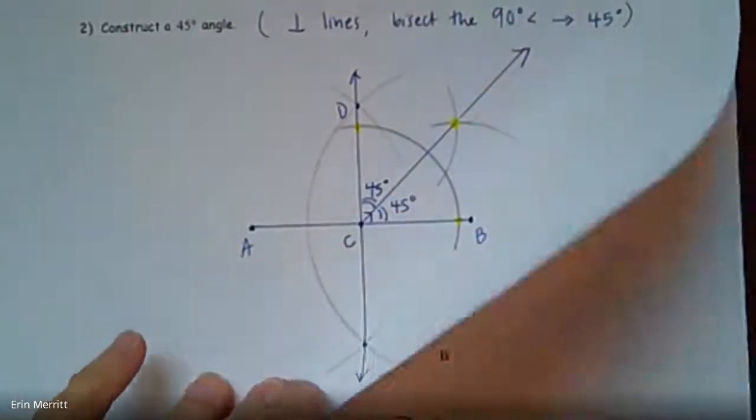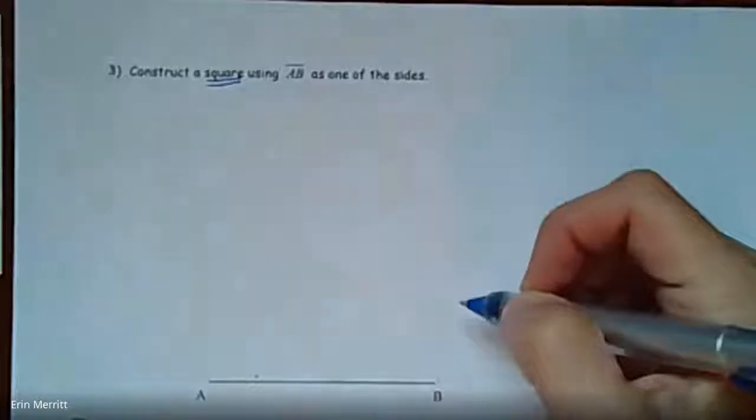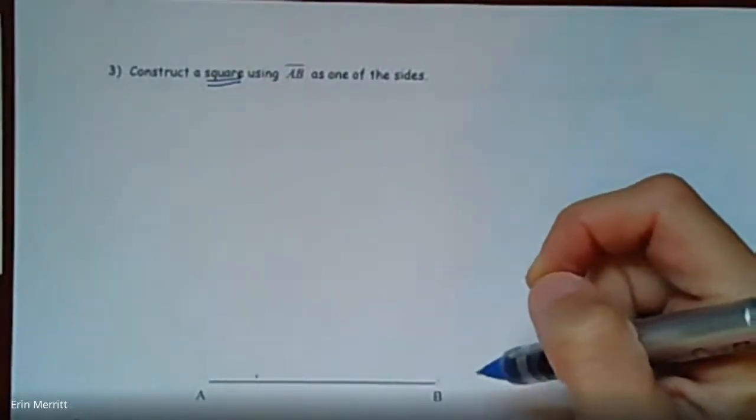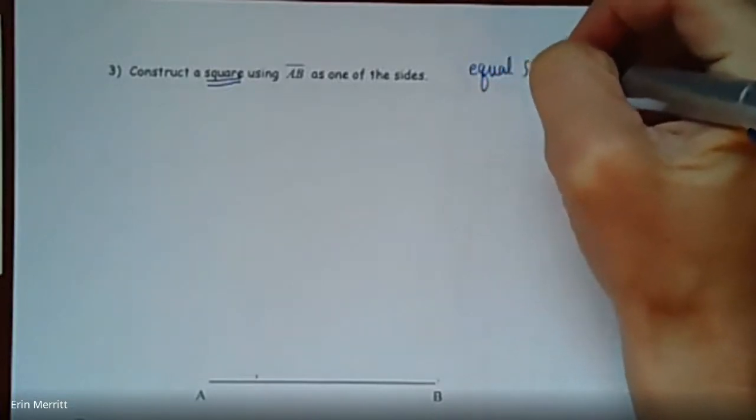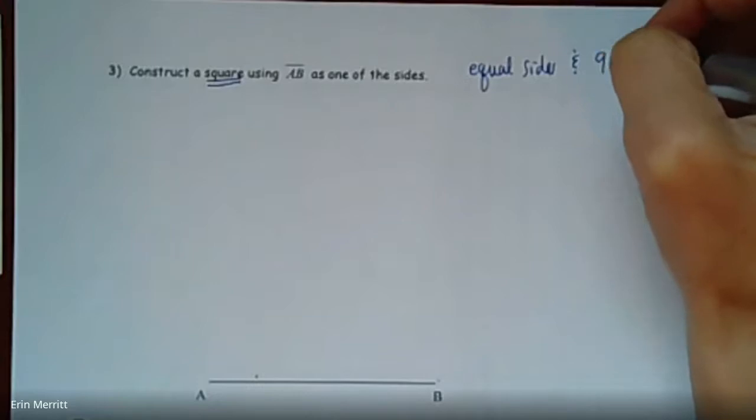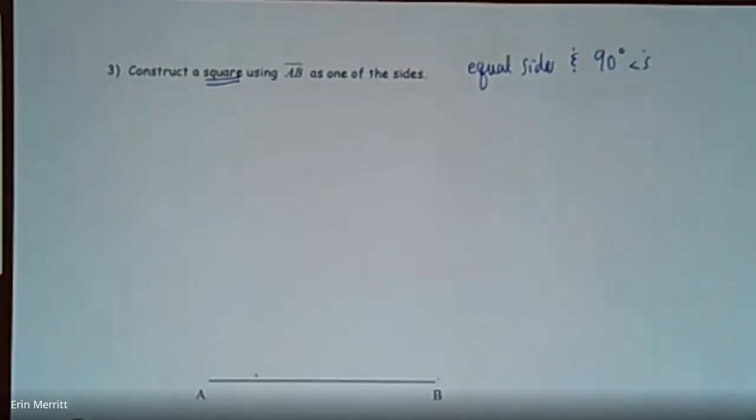Moving on to page 47. Constructing a square using one of the side lengths. So the most prominent thing about a square, well, I guess maybe 2 things, is we want equal sides and we want all 90-degree angles or right angles.